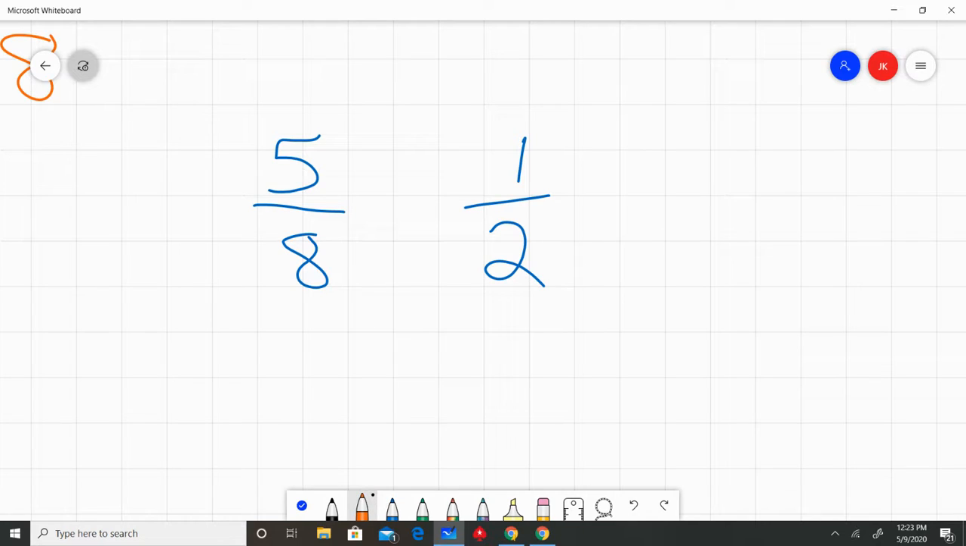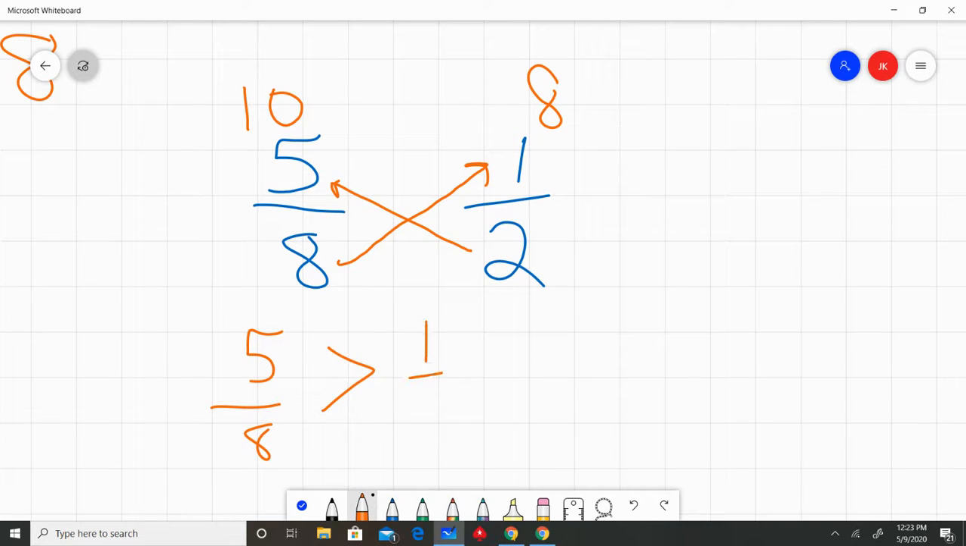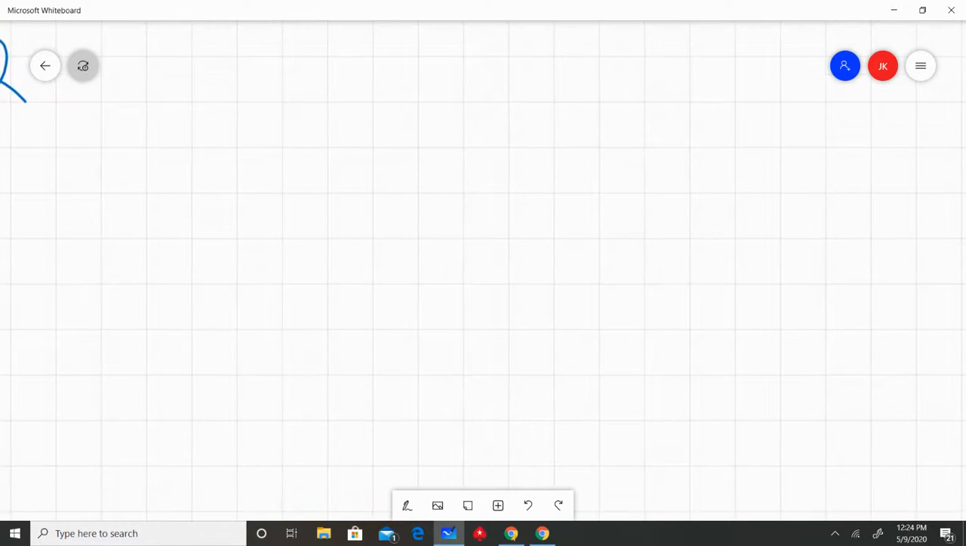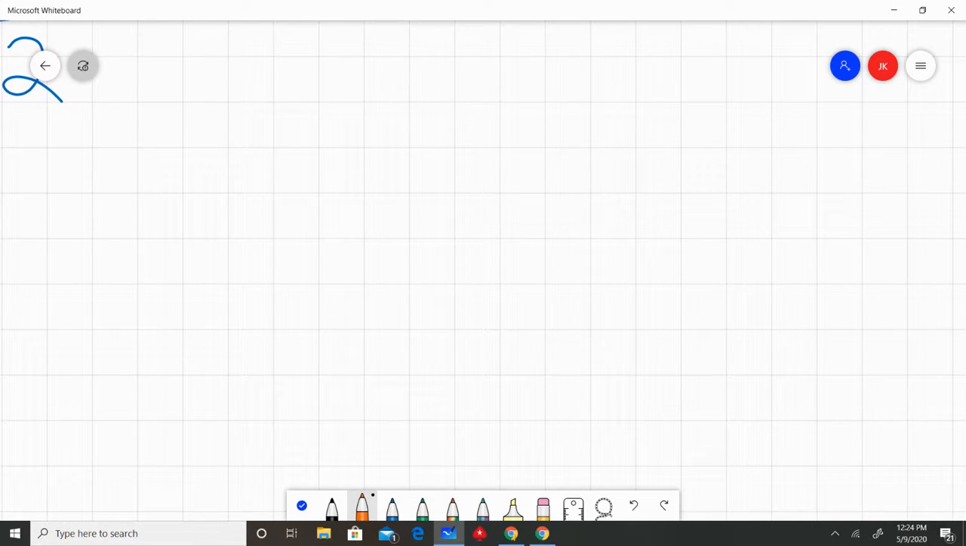All right. Let's see which one is greater, which one was less. So I took 8, went across and multiplied by 1. 8 times 1 gave me 8. 2 times 5 gave me 10. So 5/8 is greater than 1/2. So boys and girls, I hope this is starting to sink in. It really is a matter of practice. And to be perfectly honest with you, you can use that strategy for any comparison.